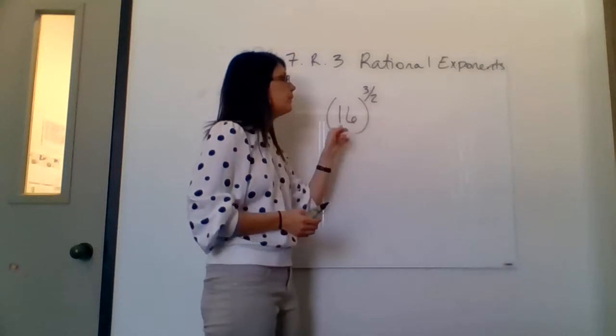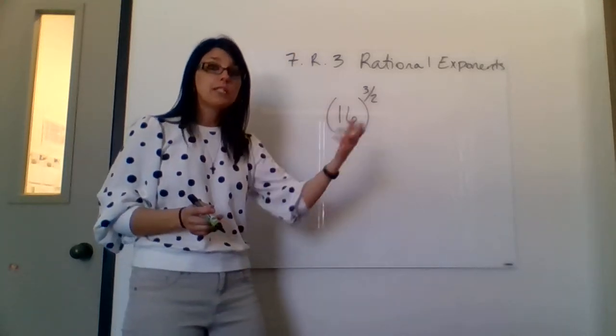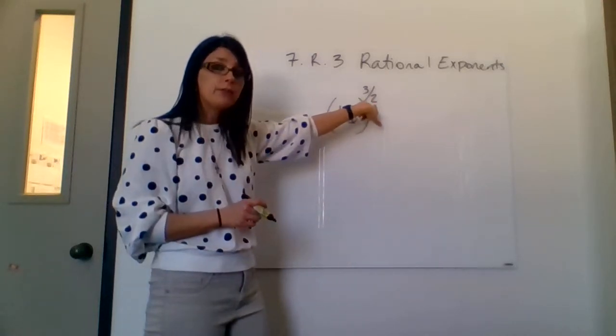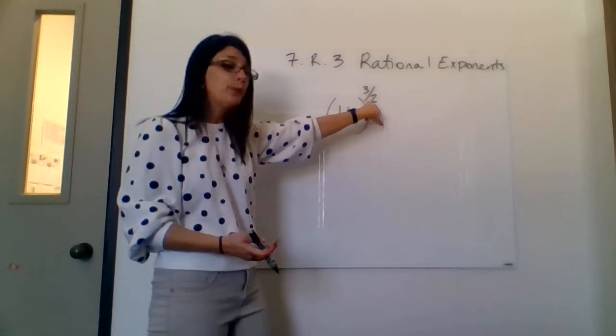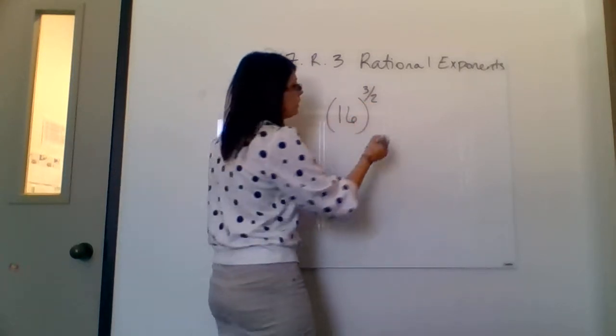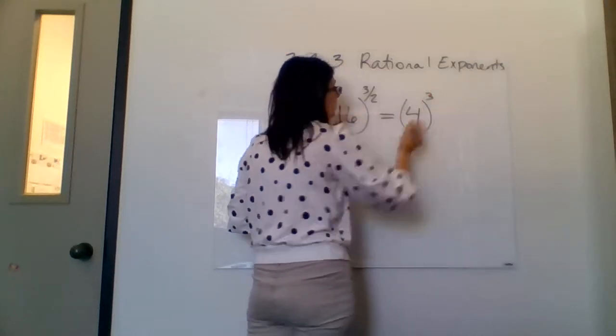So I'm going to take the square root of 16 first, and the square root of 16 is 4 because 4 times 4 gives me 16. So handling the 2 in the denominator first, again, that means I'm going to take the square root. So the square root of my base, the square root of 16, is 4. So what that leaves me with is 4 still raised to the third power.